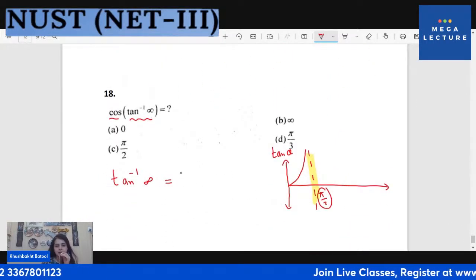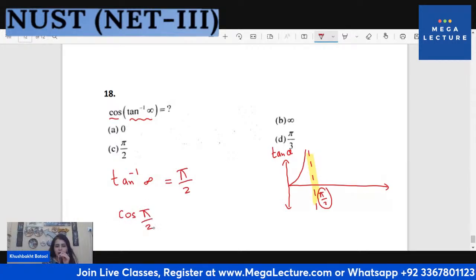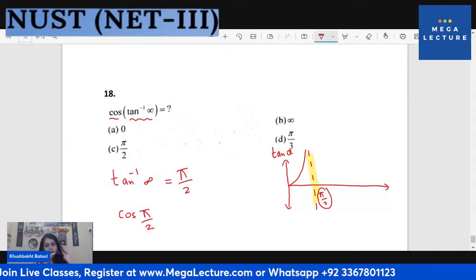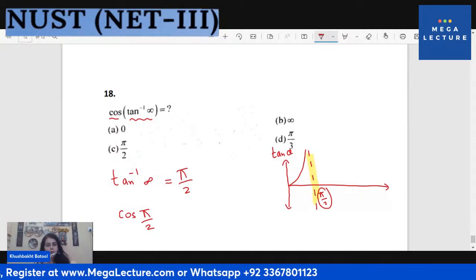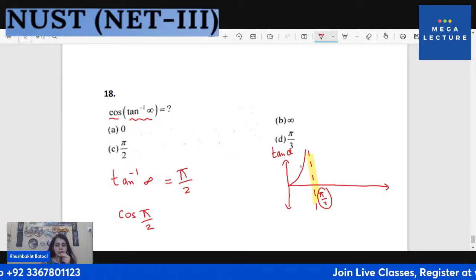Alright, one thing is clear. This would be pi by 2. Now you need to find the value of cos at pi by 2. In order to find the value of cos at pi by 2, you need to understand multiple things. Either you can think about it using the graph or you can just follow the table.